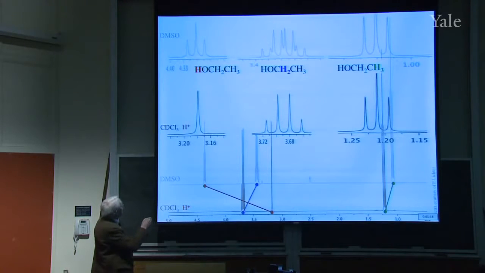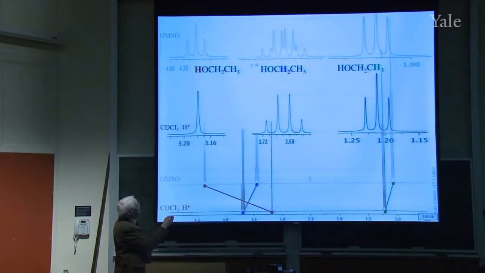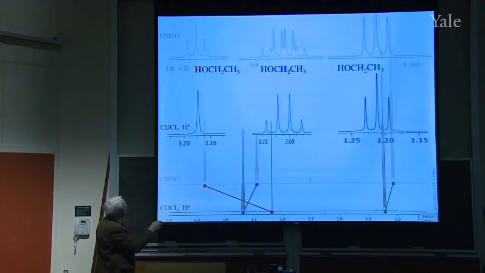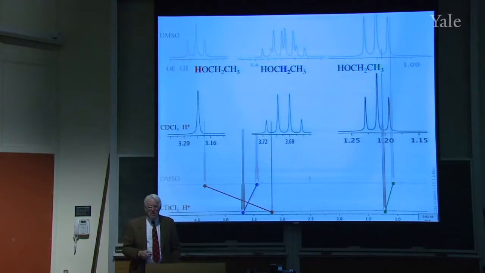So instead of a triplet, it's now a singlet, right? And this one, instead of being a quartet of doublets, is just a quartet. No changes over here, right? So we've lost the splitting between the H and the CH2. It's no longer split. It's not split by the CH2, and the CH2 is not split by the H. So what's going on when we did this?